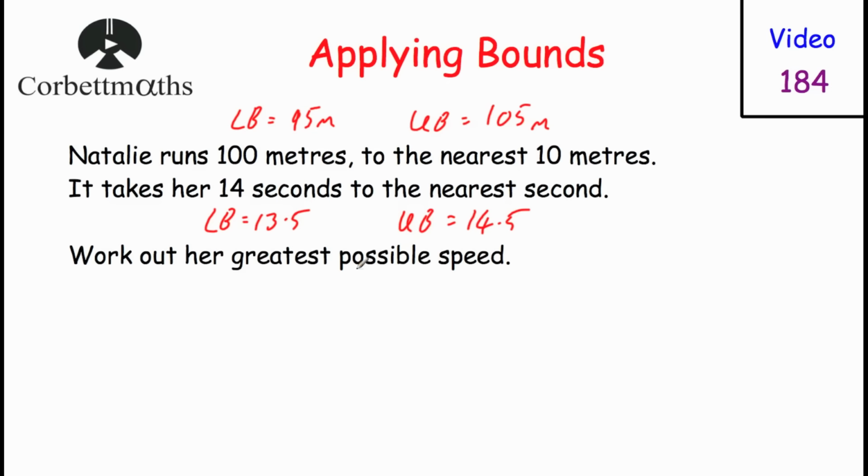So the question says to work out the greatest possible speed. So we're working out speed. The speed is found by the distance divided by the time. Now we've been asked to find her greatest possible speed.